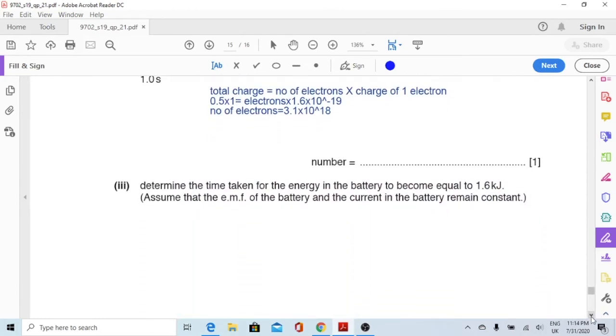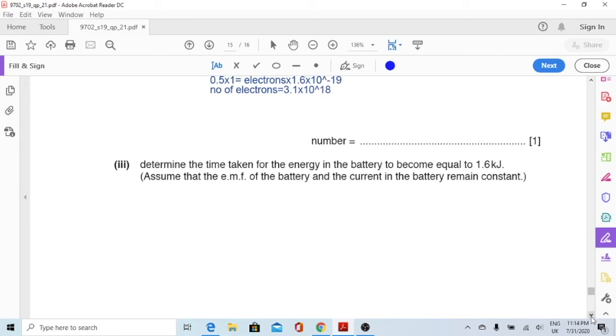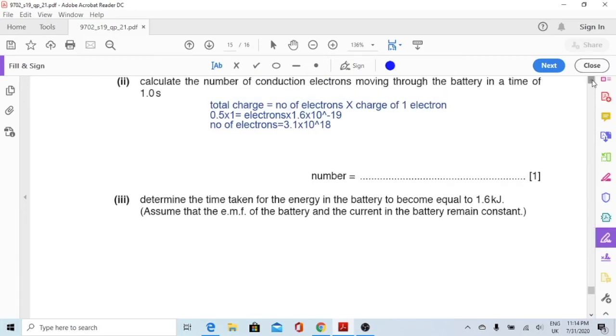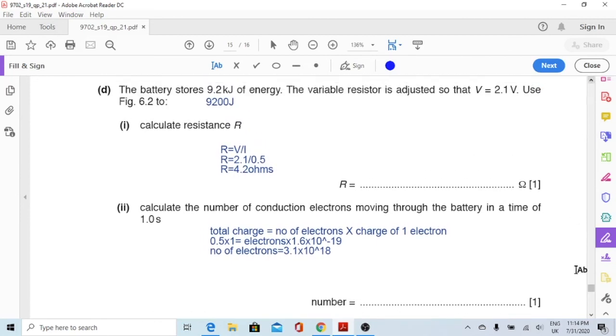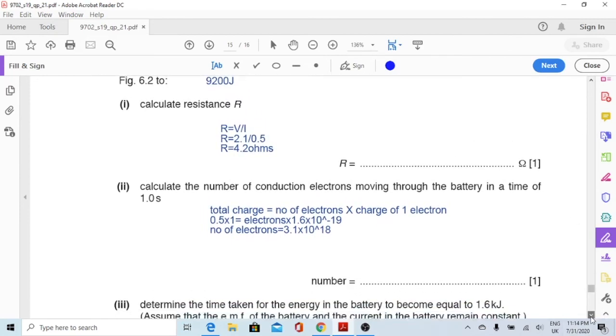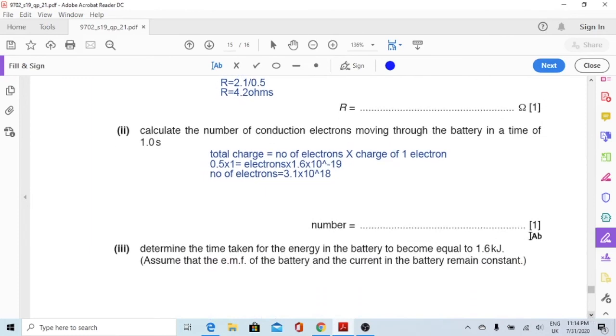Part 3, determine the time taken for the energy in the battery to become equal to 1.6 kilojoules. So they're asking us how long it will take to reduce the energy of the battery from 9.2 kilojoules to 1.6 kilojoules. So the formula I'll be using over here is energy is equal to voltage into current into time. Time is what we have to calculate.